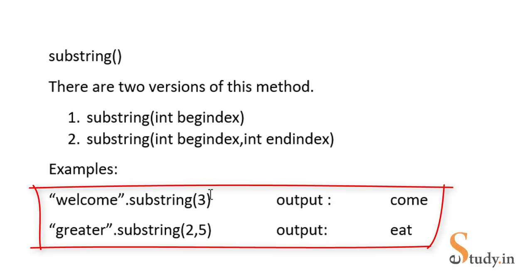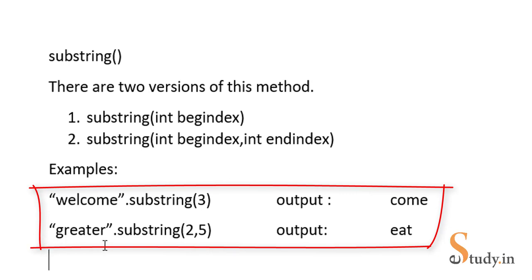Now when there is a beginning index and no ending index, you just start from the position mentioned and it will extract the rest of the string from that position onwards. Since at the third index we have the character C, starting from the third position, it will extract all the characters of the string till the end. So the output that we should get is this, come.